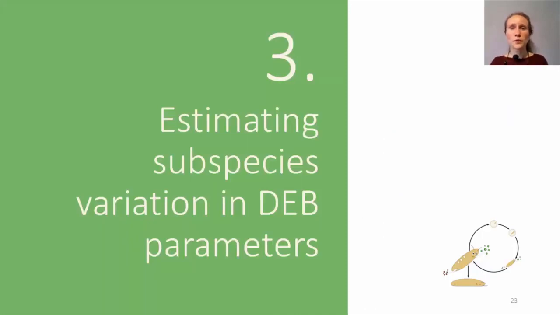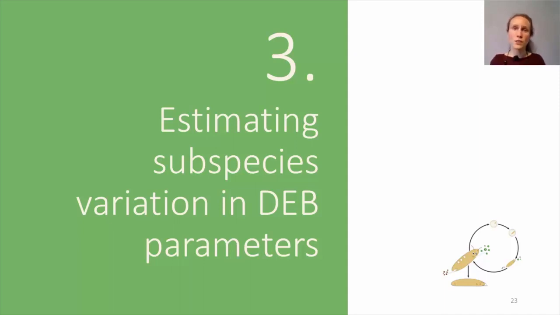Now that we have explored the theory of individual and population variation within species, we will go to methods that could be used to estimate that variation. And first, we will have a look at variation between what I call subspecies. Here, by subspecies, I mean any group within a species. So that's a very broad definition, not only the taxonomical one.